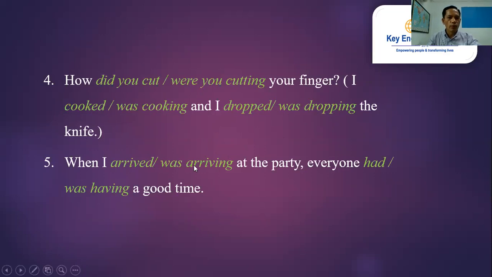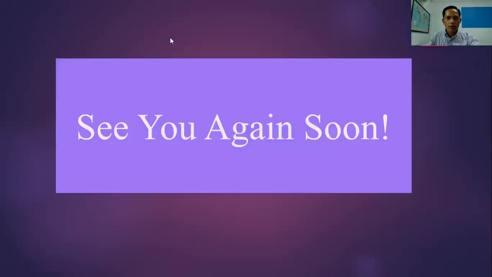Okay. Number four, how did you cut your finger? I was cooking and I dropped the knife. Number five, when I arrived at the party, everyone was having a good time. So this is the end of the lesson, the past simple and the past continuous.